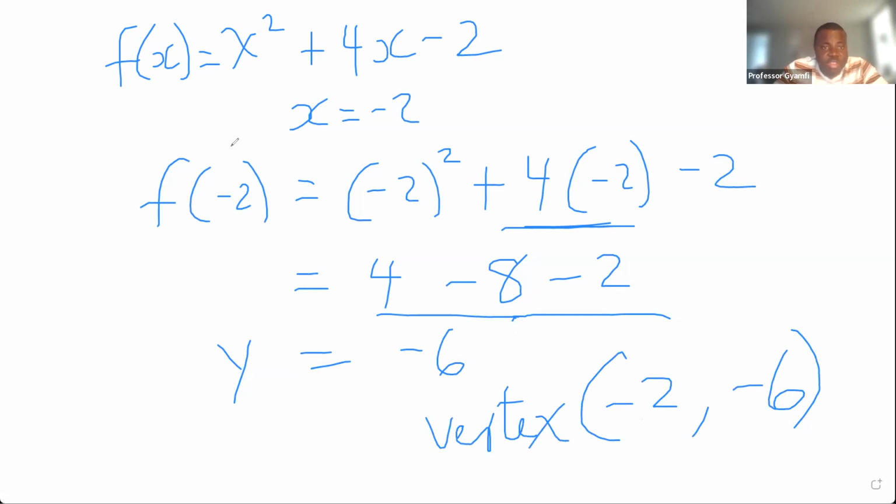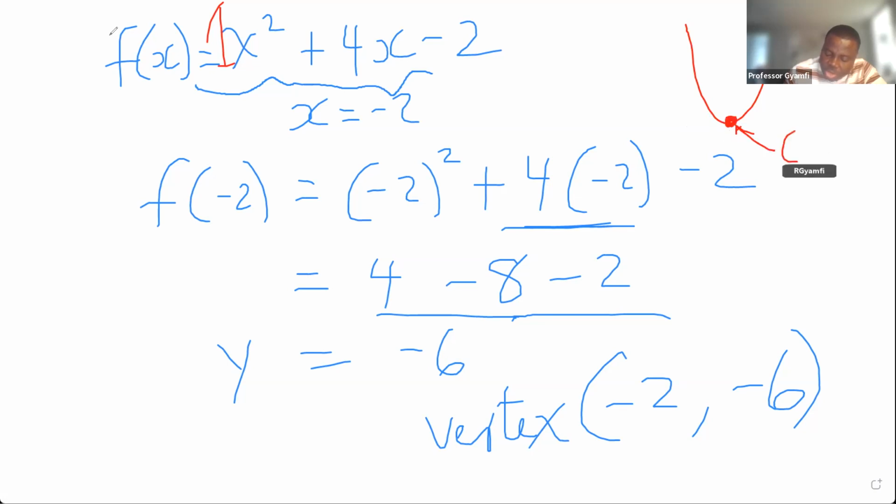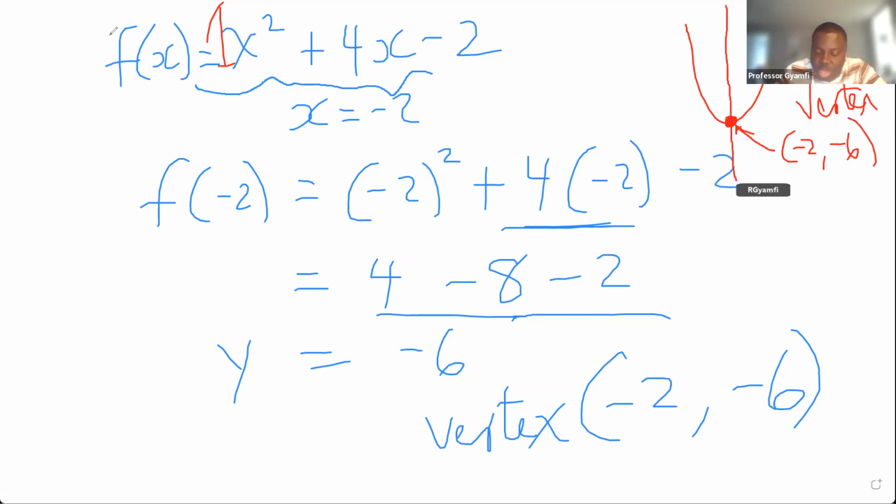Now if you look at this function, you would see that it opens up. Why? Because my a is positive 1. It opens up, so we are going to get a graph like that. The lowest point here is going to be the vertex, negative 2, negative 6. The axis of symmetry will go through that point like that. And what is the axis of symmetry? It is x equals negative 2.